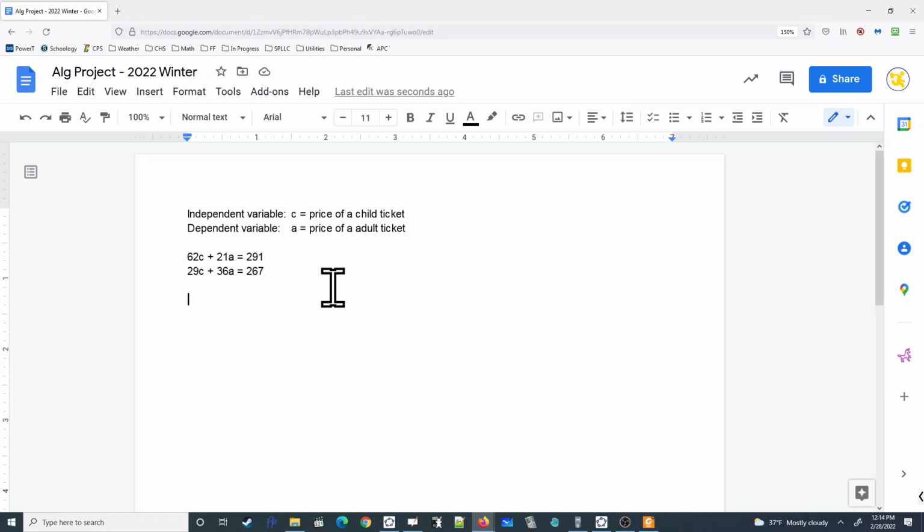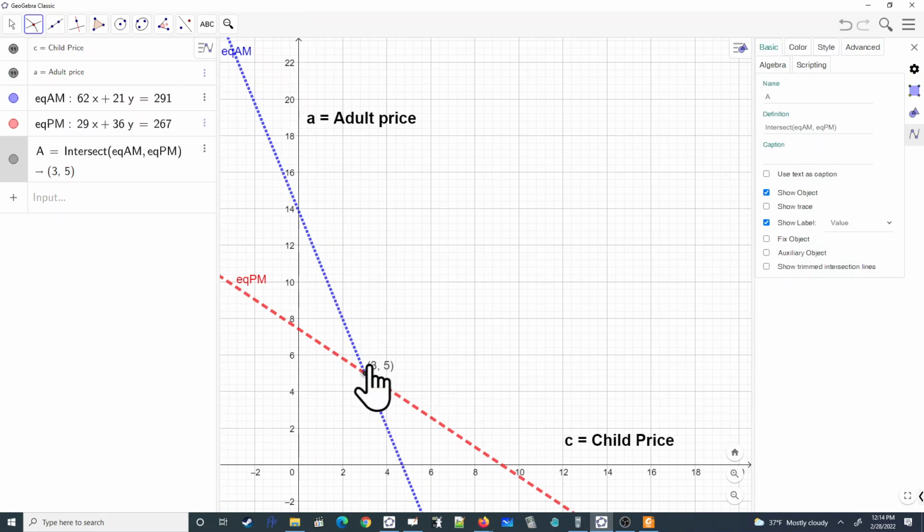It says solve the system by graphing using the GeoGebra program. That's what I've already done. Make sure that the graph identifies the solution. So let's take a look at this. Yep, I identified the solution and the coordinates. I got that one. Did I identify the independent and dependent variables on each axis? Yes, I did. I have children's price over here. I have adults' price over here.